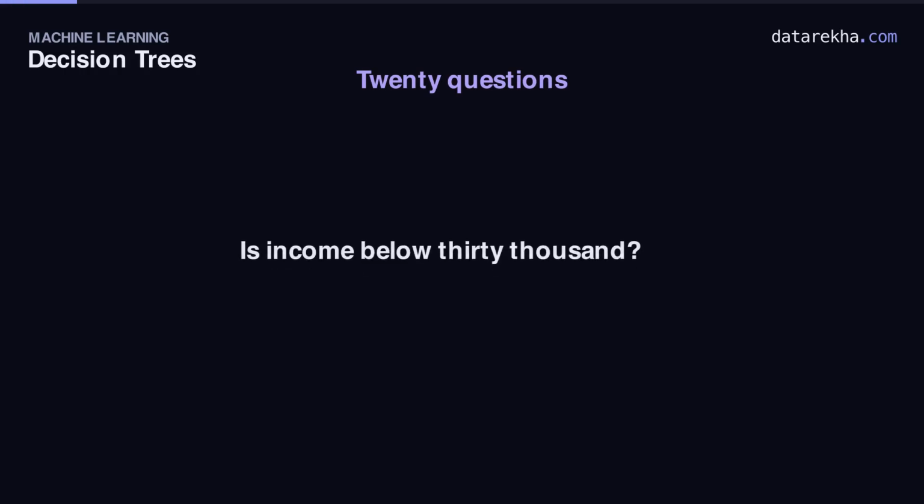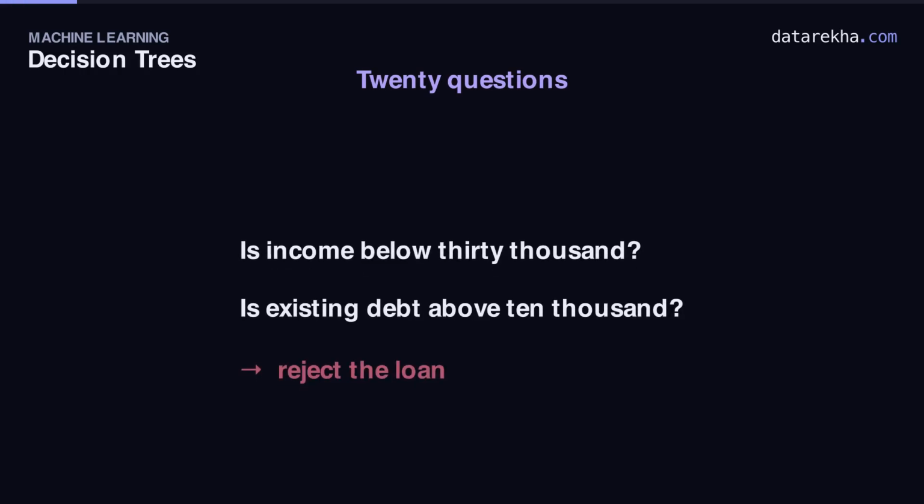You already know how a decision tree thinks. You've played it since childhood. It's 20 questions. Ask something with a yes or no answer. Follow the branch. Ask again. And after a handful of questions, you land on a confident guess.